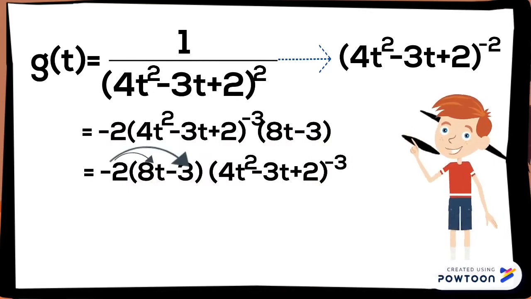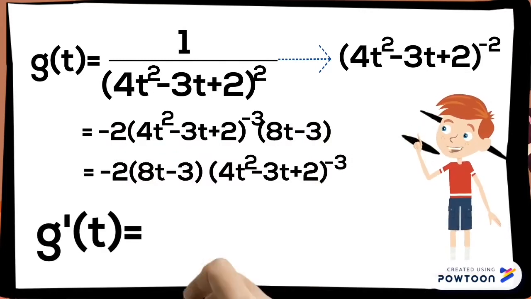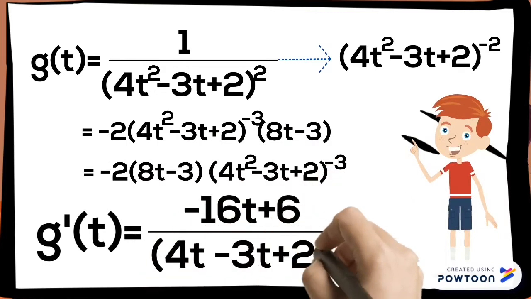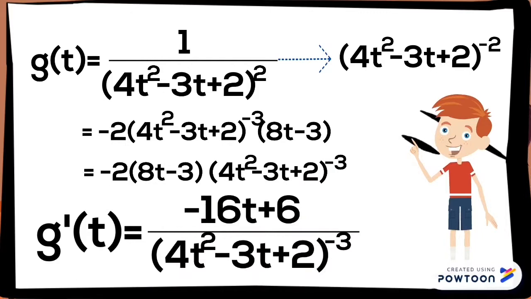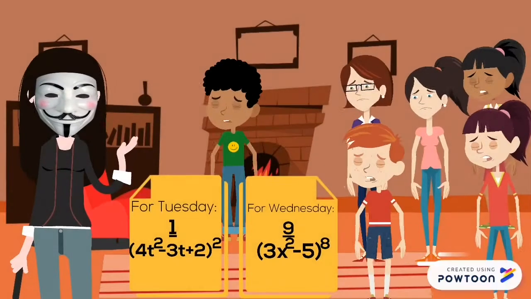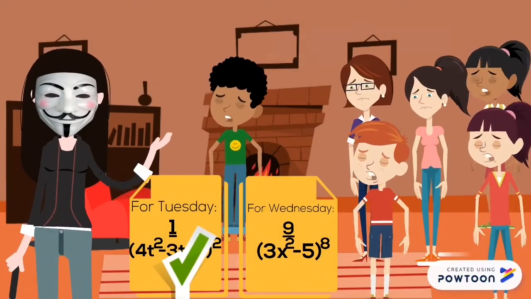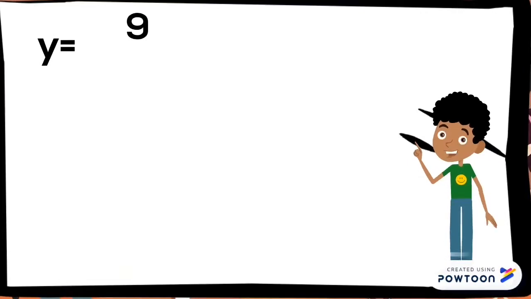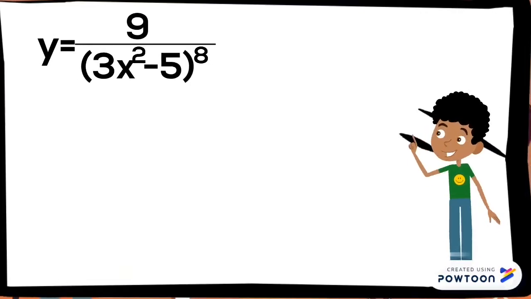Since the exponent of the quantity of 4t squared minus 3t plus 2 is negative, we can put it back as the denominator of it to be positive. The final answer is negative 16t plus 6 over the quantity of 4t squared minus 3t plus 2 raised to the power of 3. You did great, Jules. What is the derivative of y is equal to 9 over the quantity of 3x squared minus 5 raised to the power of 8?